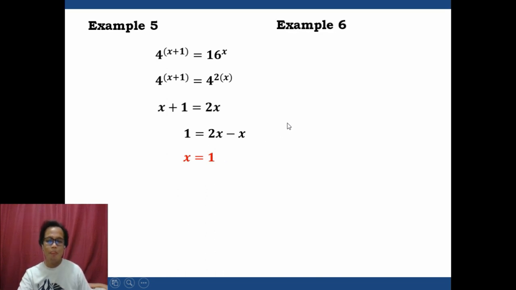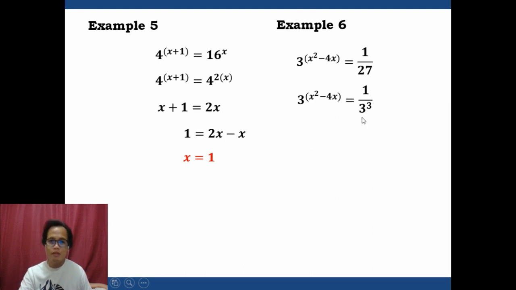Example 6. This one is a bit harder because there is a quadratic: x squared minus 4x. Our base here is 3, and on the other side we have the fraction 1 over 27. Like before, we express 27 to the base 3. Copy 1 over 27, and in exponential form 27 is 3 cubed. 3 times 3 times 3 is 27.